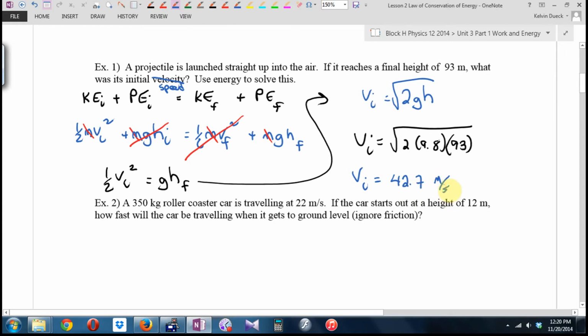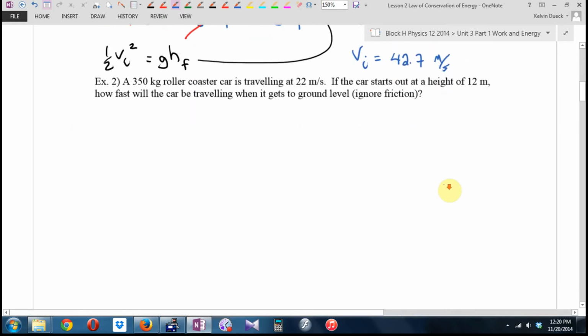Mr. Dueck, why would I bother using conservation of energy for that when I could have done it with kinematics? I would probably choose to use kinematics. But where the law of conservation of energy really shines is when you have a curvy path, like a roller coaster. So a roller coaster is traveling at 22 meters per second. If the car starts out at a height of 12 meters, how fast will the car be traveling when it gets to ground level?